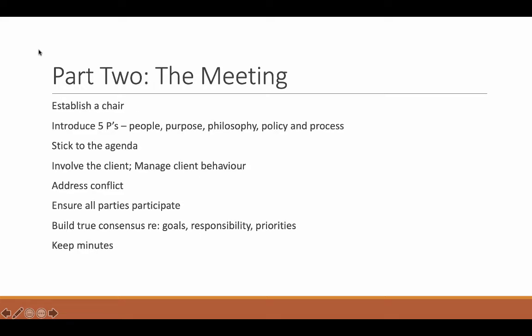Then we'll talk about part two, the meeting, such things as how we establish the chairperson of the meeting, the introductions that we have to make around the people, the purpose of the meeting, philosophy of the meeting, any policies that your agency may have, and specific steps or process. The importance of sticking to the agenda, how we can involve a client or manage the behavior of a person who doesn't seem very happy to be there, how we can deal with conflict between people at the table and make sure everybody participates, the work we can do to build true consensus, and the importance of minutes, which turn out to be an important part of everything else I've just said. So this is just a quick glance through part two, the meeting. We'll have a separate video about it.